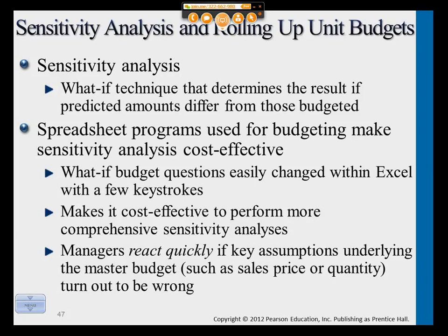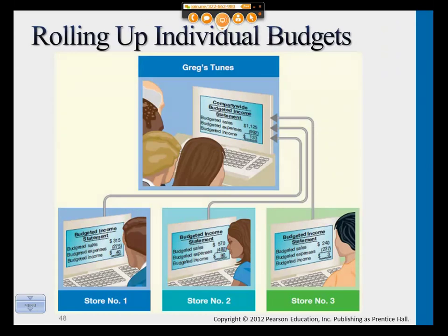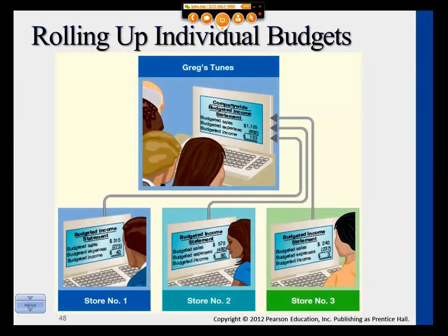There are 3 parts to it: what-if budget questions are easily applied with the help of Excel. Just a couple of buttons and you can change the setting. That makes it very cost effective to perform more comprehensive sensitivity analysis, right? And we can also react very quickly and adjust that budget.